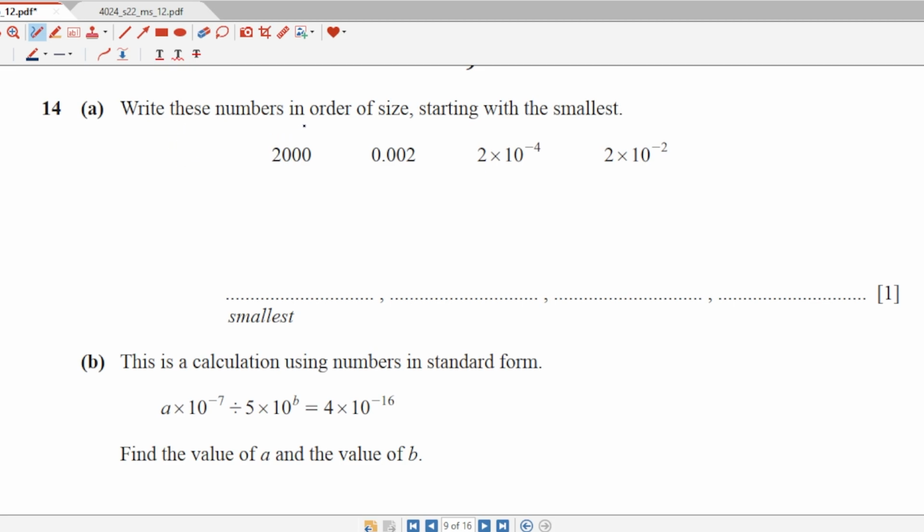Write these numbers in order of size, starting with the smallest. First number is 2000, second number is 0.002, other number is 2 multiplied by 10 to the power minus 4. First of all, we need to convert all the numbers that are represented in standard form into decimal places so that we can easily compare the values. 2 multiplied by 10 to the power minus 4 can be represented as 0.0002.